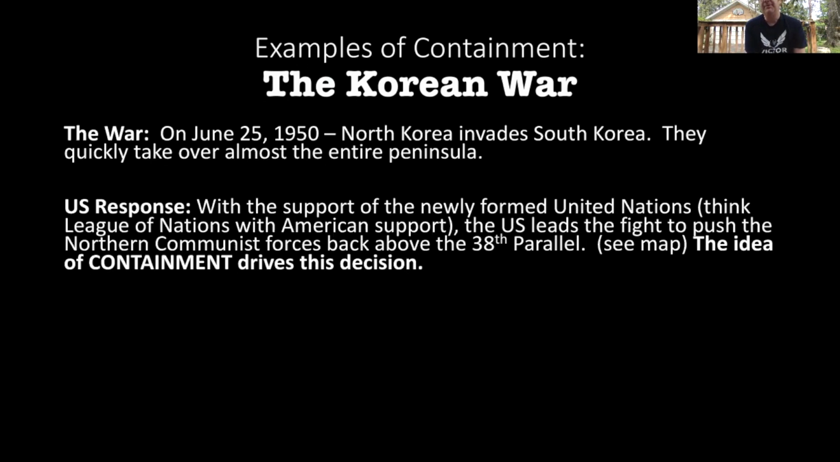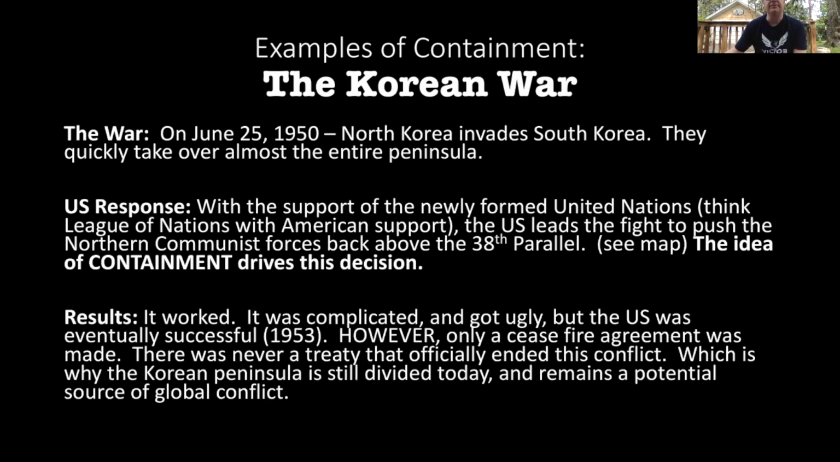Really, our goal would be getting them back up to that 38th parallel. And once we can do that, technically we've achieved containment, right? Because all we want to do is stop the spread of it. We don't necessarily want to take over any communist countries. We just want to stop them from spreading, okay?